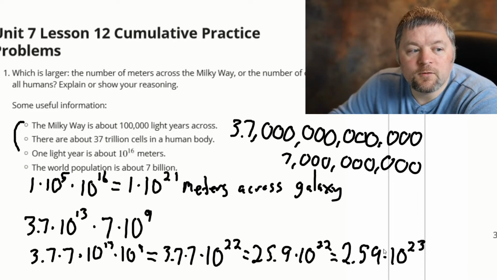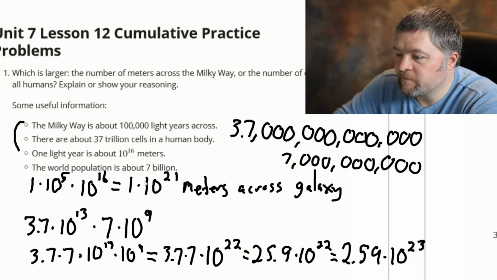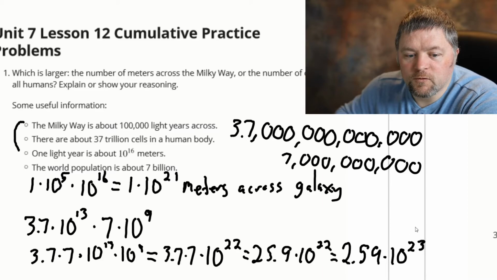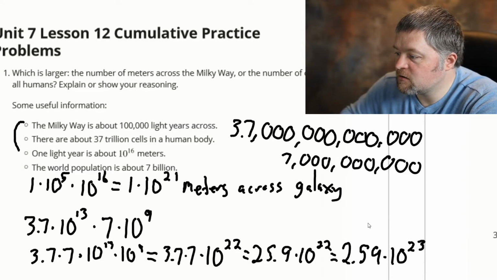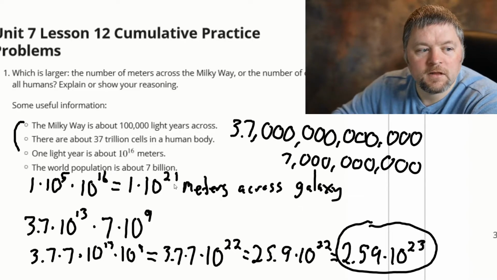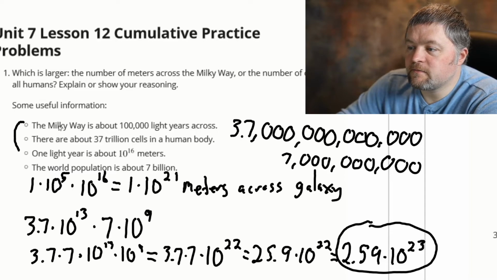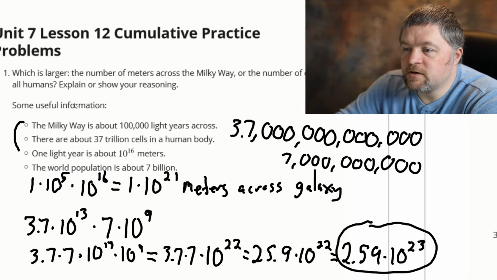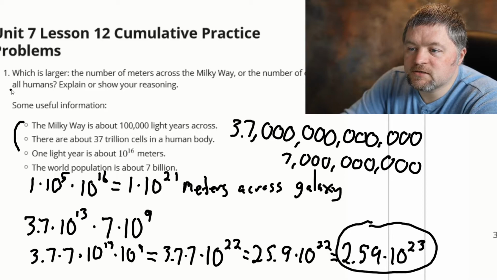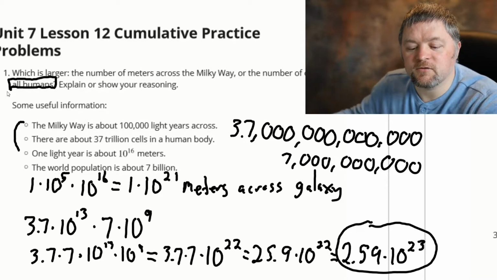So, which is larger, the number of meters across the Milky Way or the number of cells in all humans? 10 to the power of 21, 10 to the power of 23. Which is larger? This is larger. So, which is larger, the distance across the Milky Way or cells in all humans? Cells in all humans takes the win.